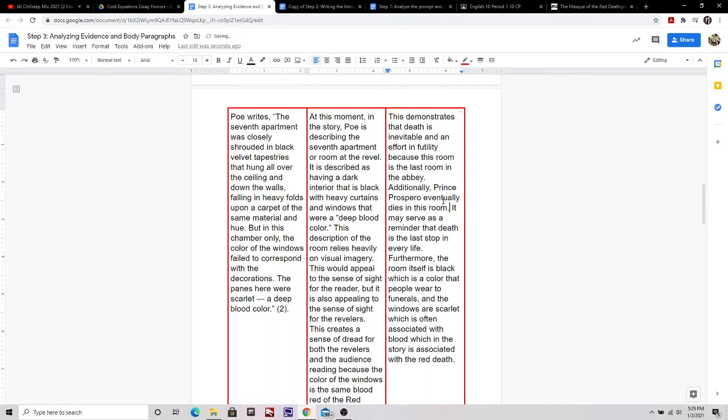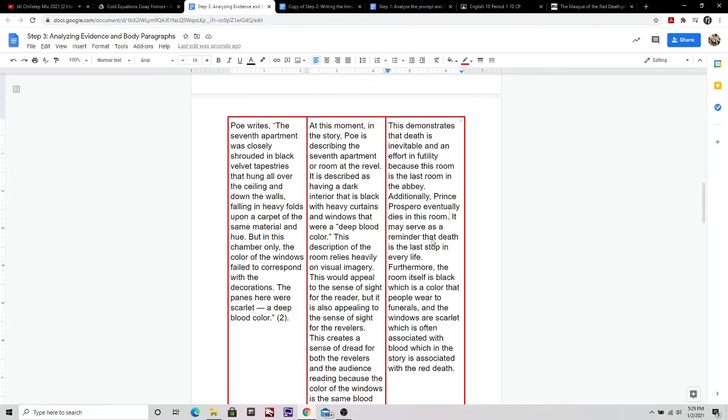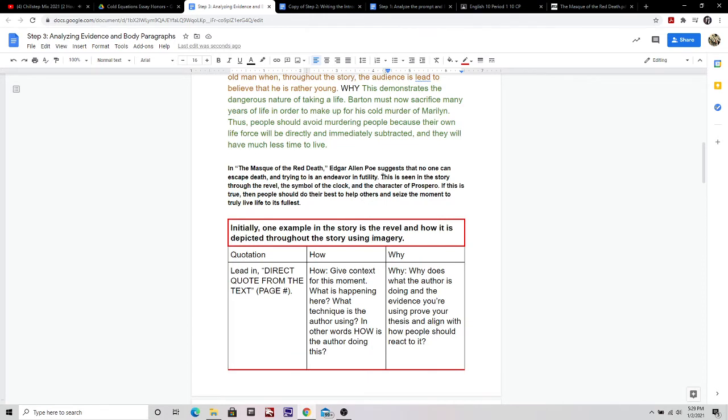Okay, which adds more credence to the idea that this does represent death, and that death is inescapable, right? Now, the other thing that we do want to do is bring this back to this part right here, this deeper meaning. If this is true, then people should do their best to help others and seize the moment.